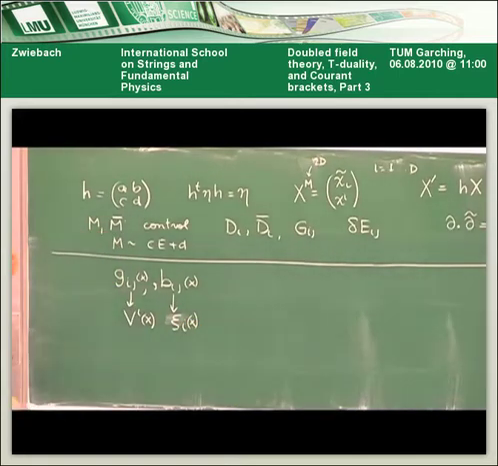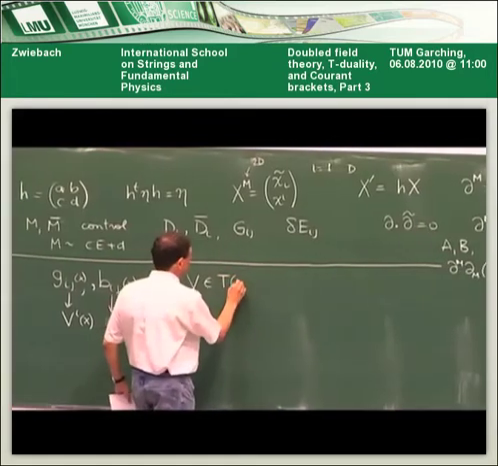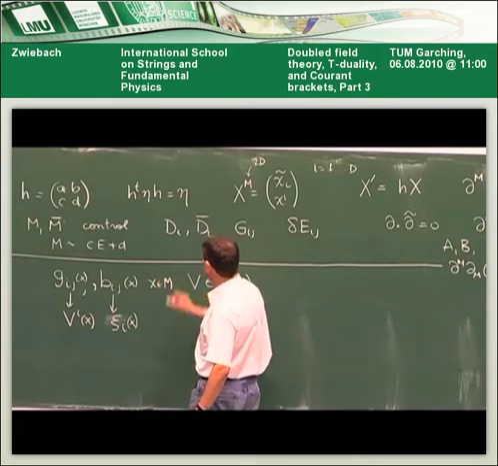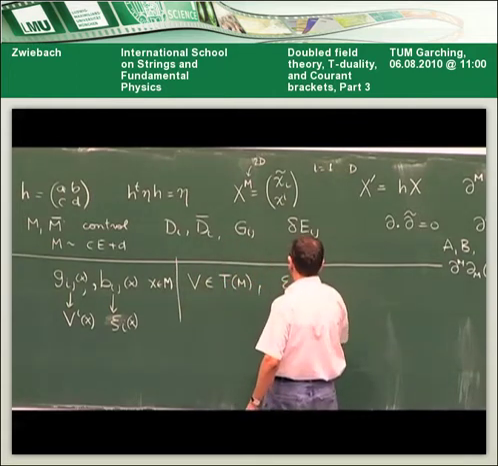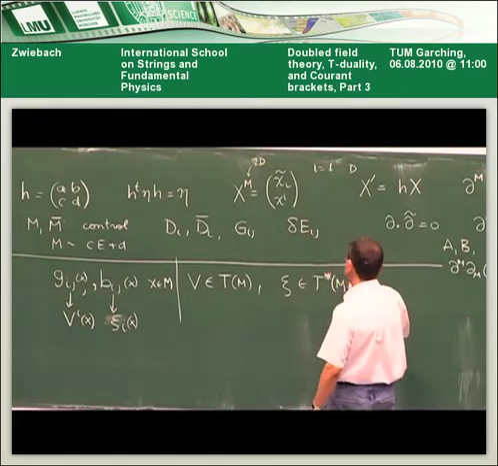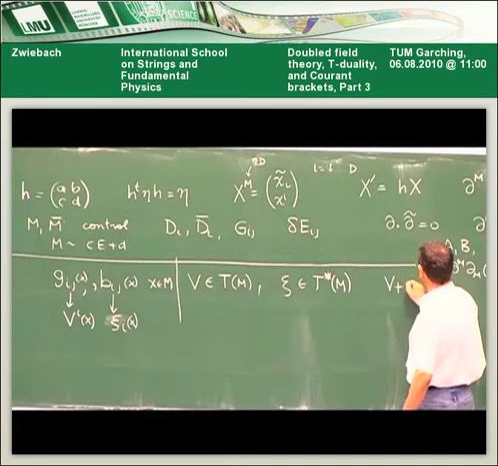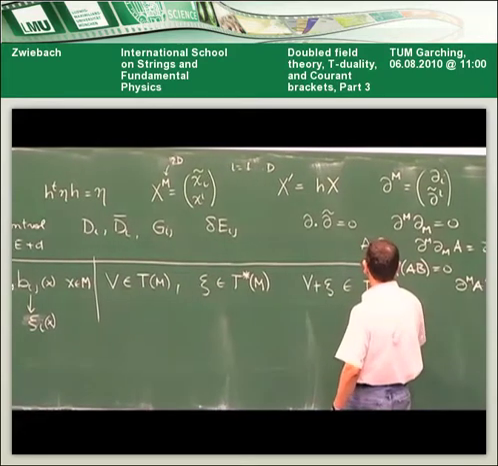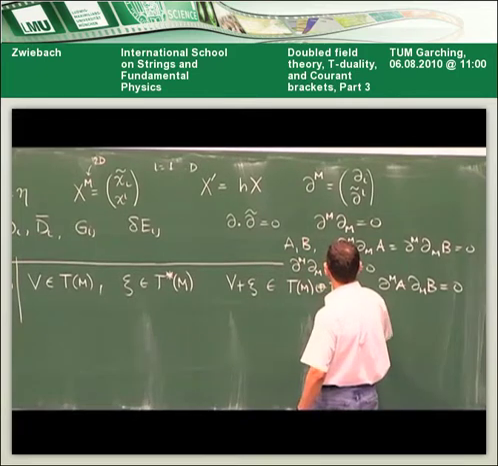And the vectors without indices belong to the tangent space of the manifold M, where X is in some manifold M. And the one forms belong to the cotangent bundle. And as I mentioned before, we would simply put them together and call this a section of the sum of bundles, TM plus T star M.